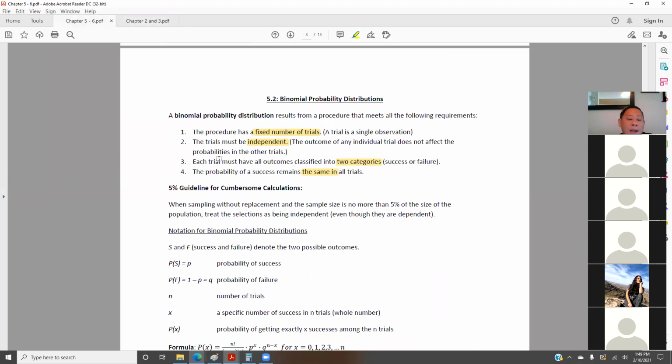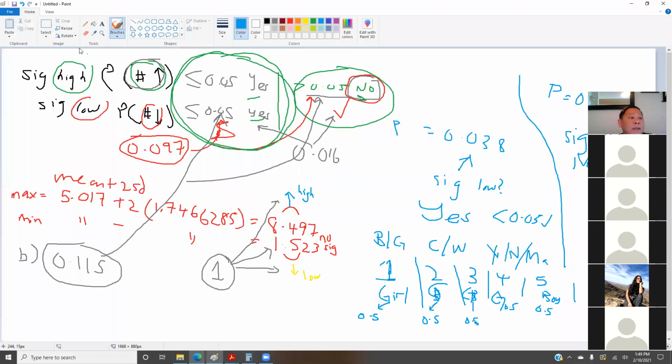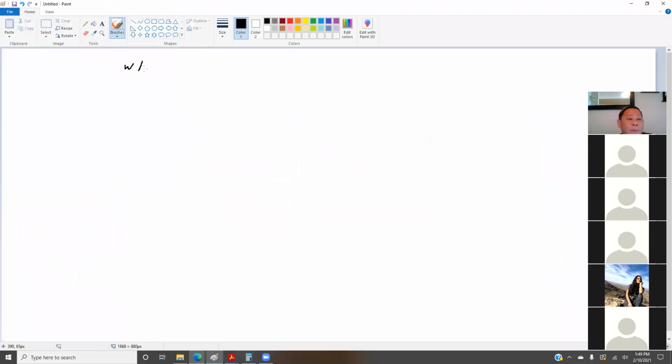There is one called the 5% guideline for conversion. This is used when you select a sample without replacement. What is without replacement? I'll show it to you. It means that when you have a group of people, you pick one person out and that person does not go back to the pool. So this is without replacement.